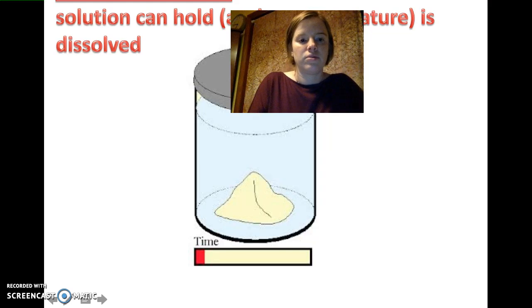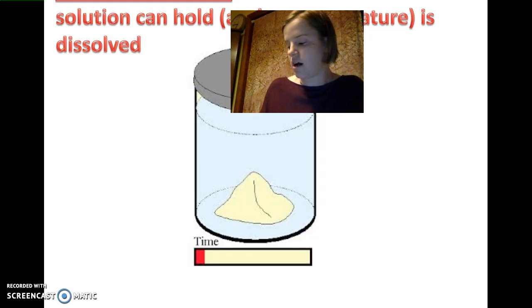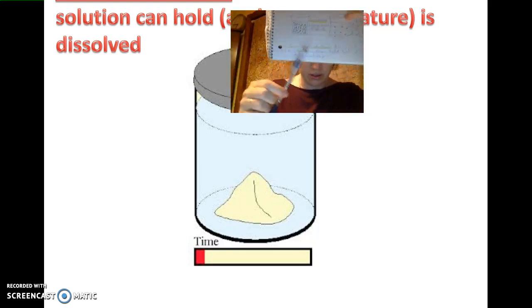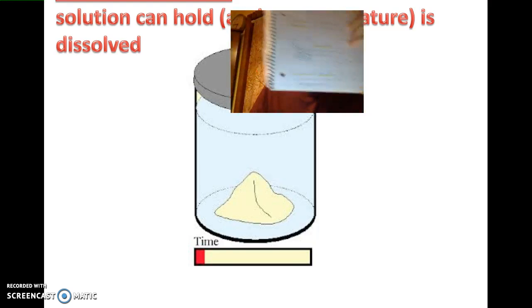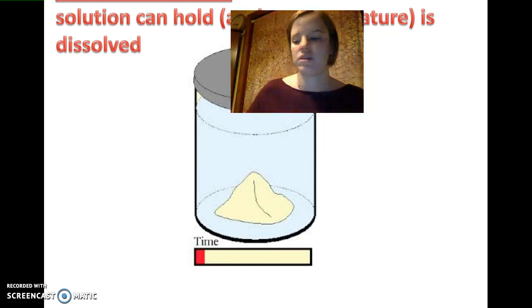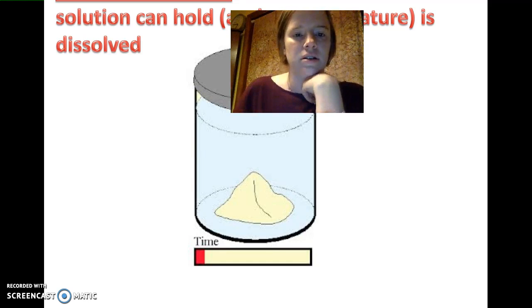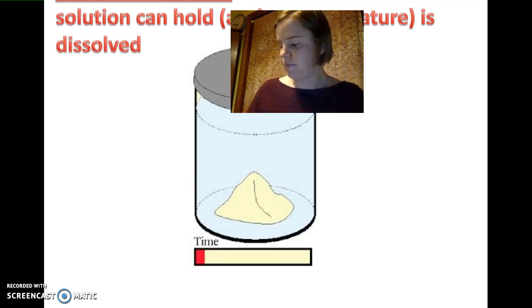Now we get into saturated solutions. This is the last thing you're going to put in your notebook underneath your 2 cups, saturated solution. This is what you observed when you did your lab. A saturated solution is when all the solute the solution can hold at that temperature is dissolved. All the solute a solution can hold at that temperature.